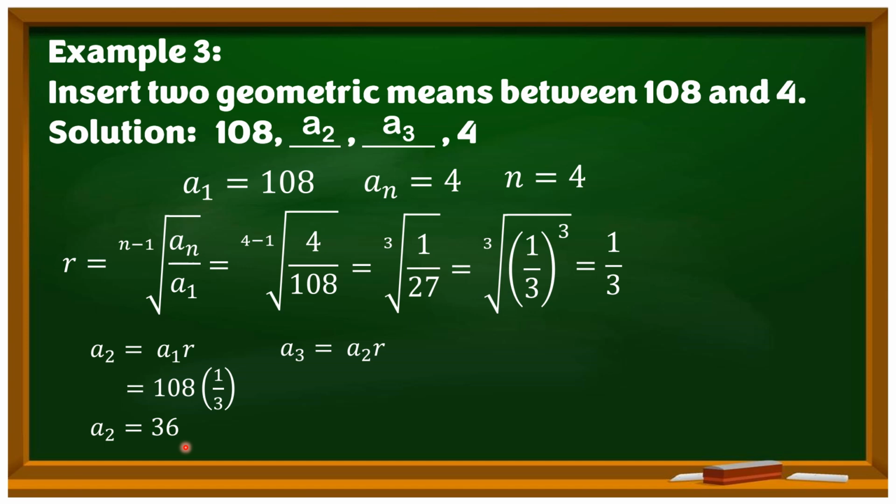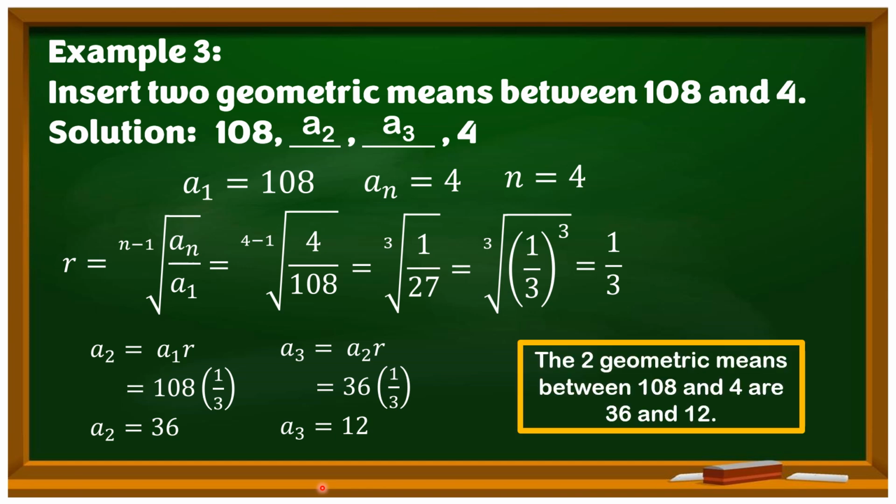Next for a sub 3. That is a sub 2 times r. A sub 2 is 36, and the value of r is 1/3. So we have 36 times 1/3 is equal to 12. So a sub 3 is equal to 12. That is the third term. So the final answer now, the two geometric means between 108 and 4 are 36 and 12.